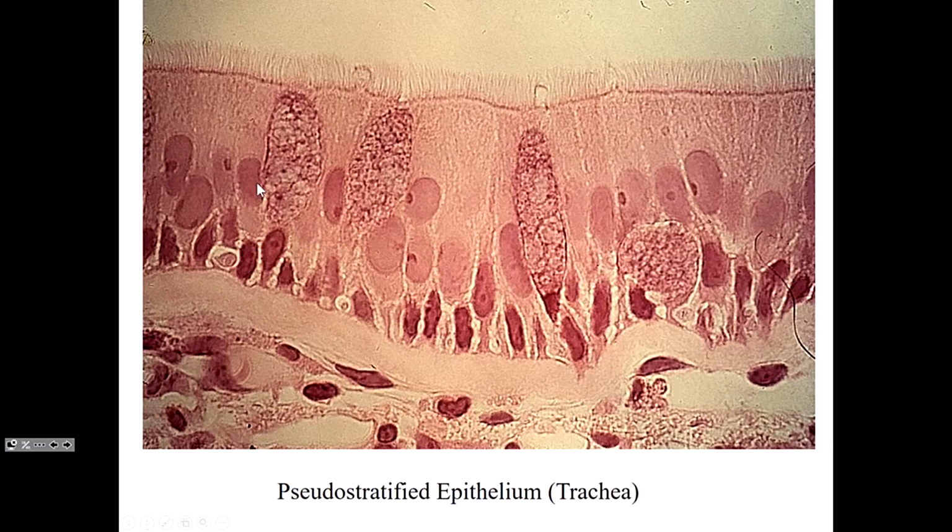But it turns out that every single one of these cells makes contact with the basement membrane. It might be in a different plane. So this one here, it doesn't look like it's making contact here, but it's maybe further into the image where it's making contact, okay? So this is pseudostratified, and as I said, pseudostratified is pretty rare.